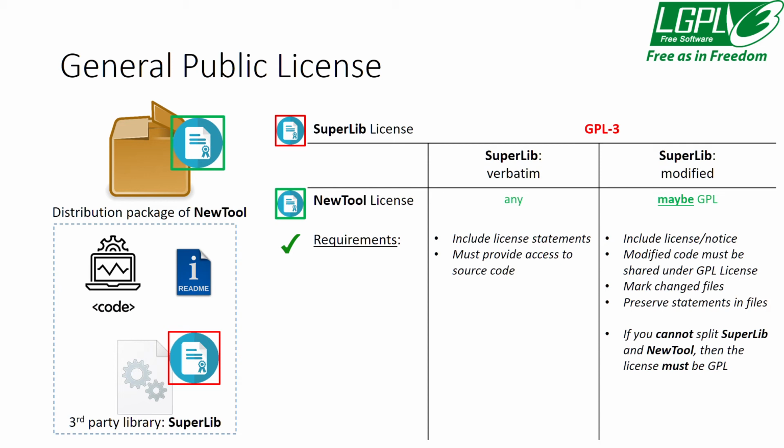The GPL license requires us to redistribute modified GPL code under a GPL license. Therefore, if we can separate in our implementation the code of NewTool from the code of Superlib, then what we can do is distribute not one, but two packages. One with a modified Superlib under a GPL license, and in a separate package, NewTool under any license that we want. If we cannot separate the two, then we must distribute everything, NewTool and Superlib, under a GPL license.